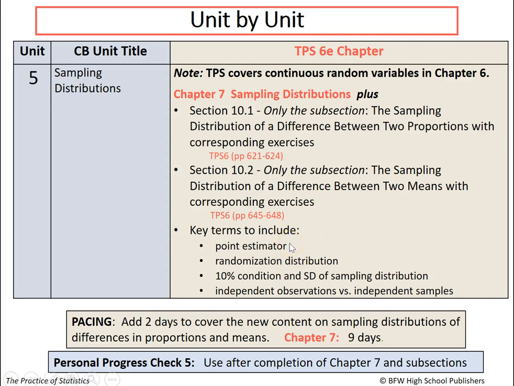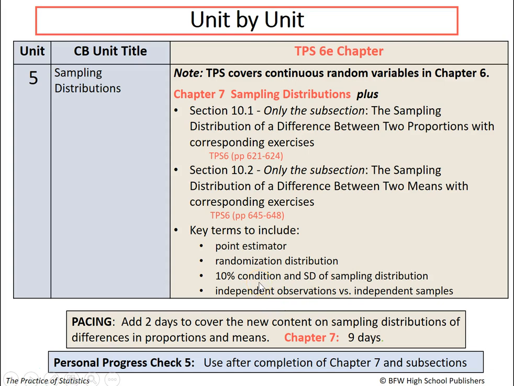Some key terms to emphasize from the course framework: point estimator. This is a value like x bar, p hat, x bar 1 minus x bar 2 that helps us get our point estimate, and later an interval estimate. Randomization distribution in the course framework is used to mean any simulated distribution of a statistic. We prefer to use this terminology for the simulated distribution of statistics obtained in experimental studies, but you need to be aware of the course framework's usage.